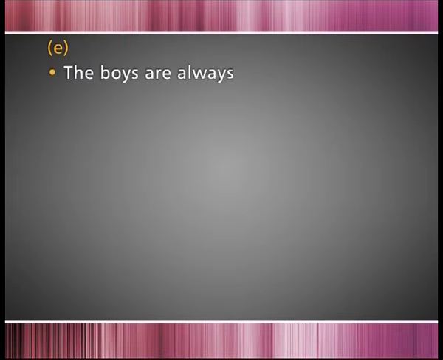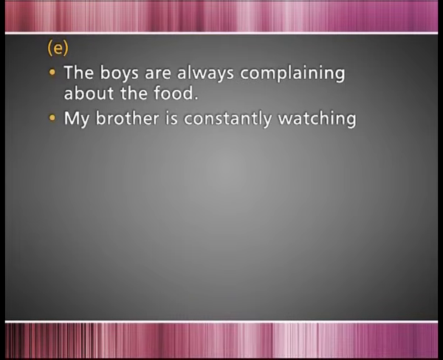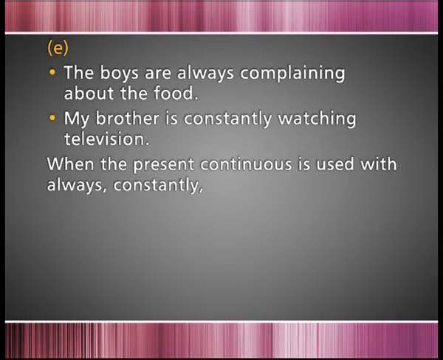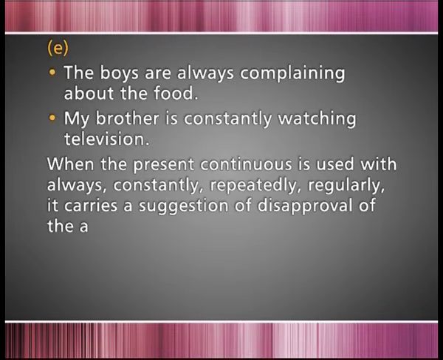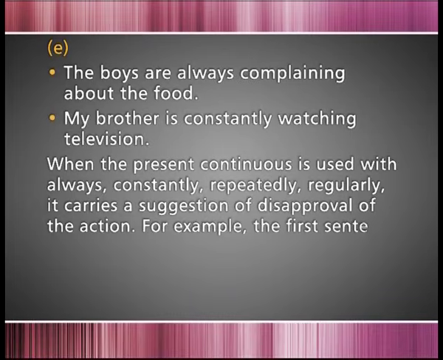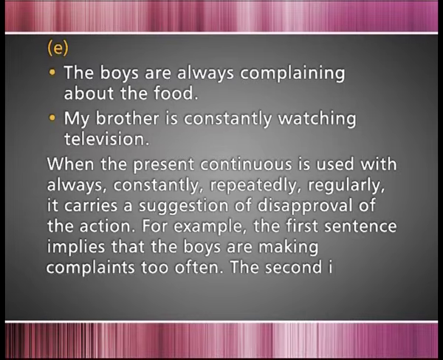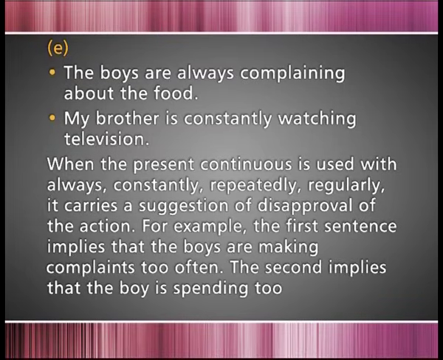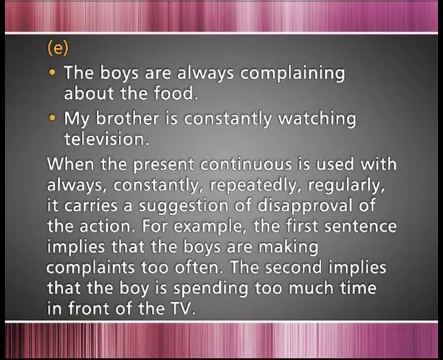E. The boys are always complaining about the food. My brother is constantly watching television. When the present continuous is used with always, constantly, repeatedly, regularly, it carries a suggestion of disapproval of the action. For example, the first sentence implies that the boys are making complaints too often. The second implies that the boy is spending too much time in front of the TV.